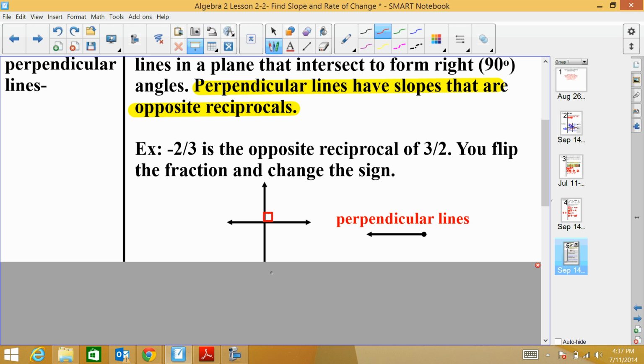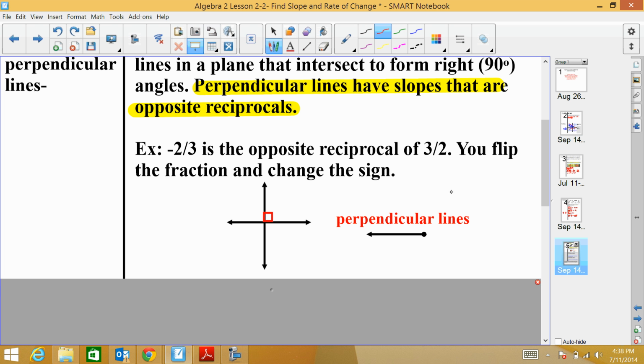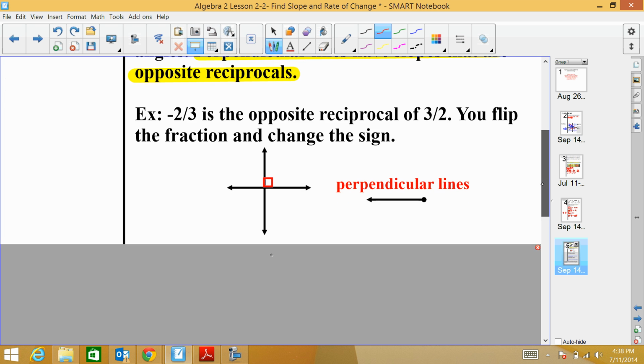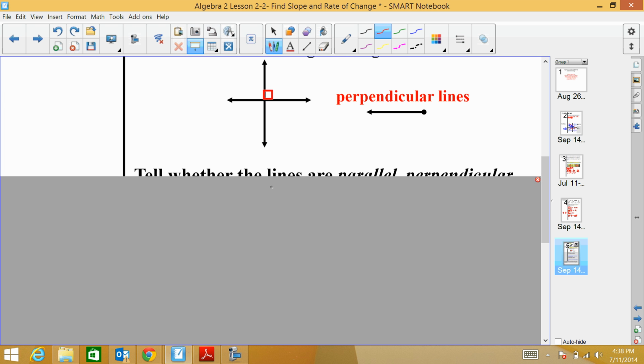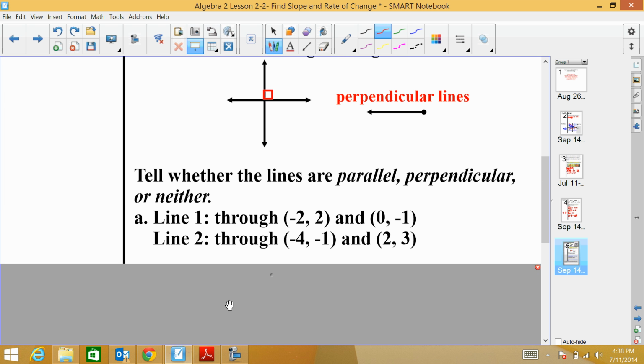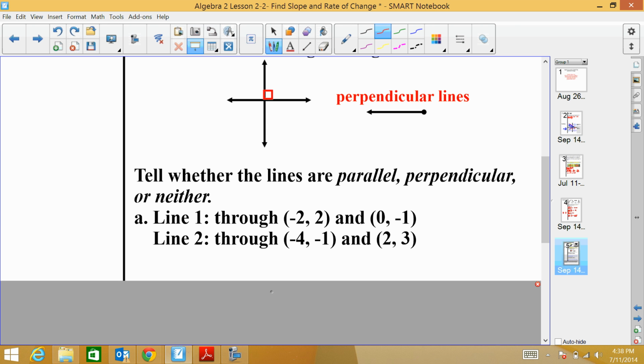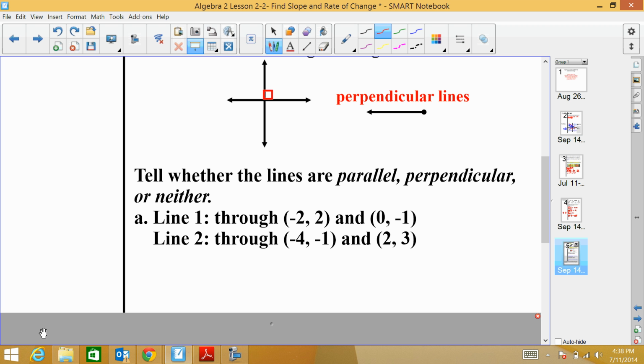All right, let's look at some other things. Okay, here's an example too of perpendicular lines. These lines cross at 90-degree angles, so that's just a picture there for you if you'd like that. Okay, now it says tell whether the lines are parallel, perpendicular, or neither. So, how would I do that? What are some things that I know about parallel lines and perpendicular lines? Well, I know that parallel lines have the same slope, and perpendicular lines have slopes that are opposite reciprocals.